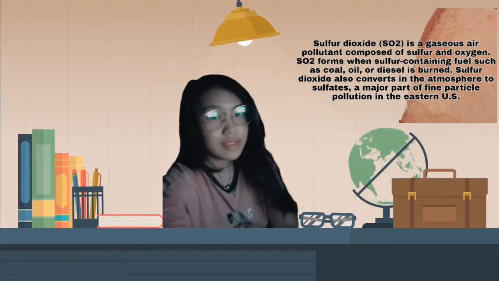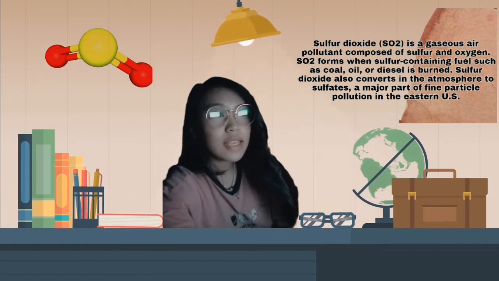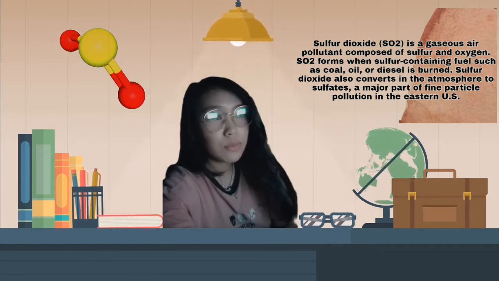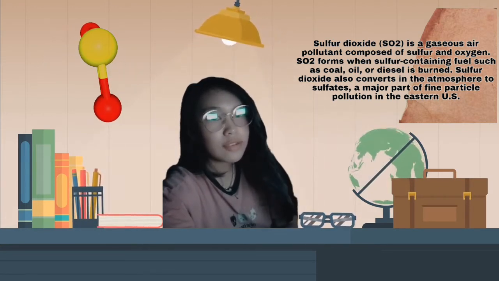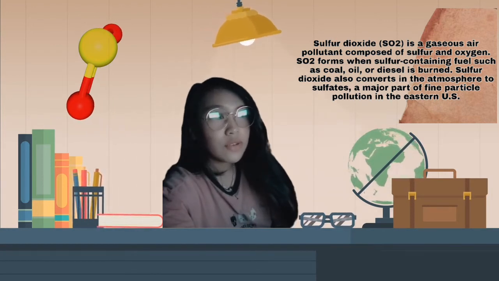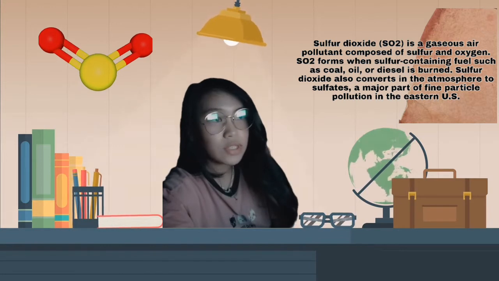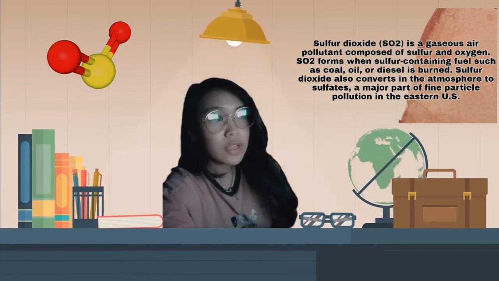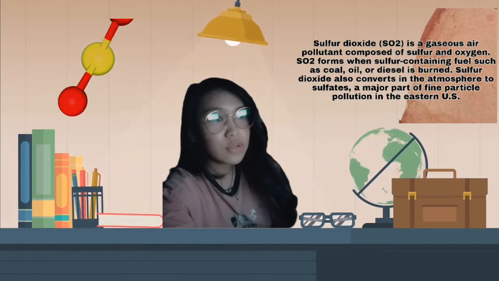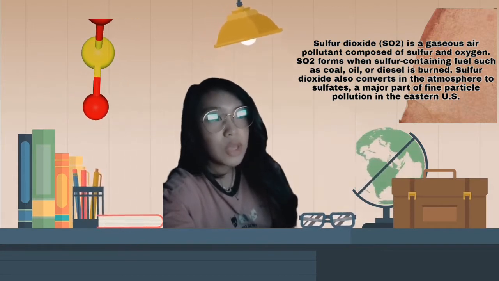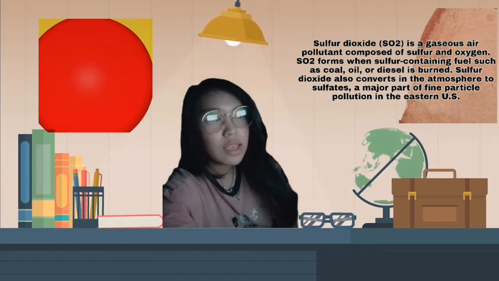So, what is sulfur dioxide? Let me introduce to you what sulfur dioxide is. Sulfur dioxide is a gaseous air pollutant composed of sulfur and oxygen. Sulfur dioxide forms when sulfur-containing fuels such as coal, oil, or diesel are burned. Sulfur dioxide also converts in the atmosphere to sulfates, a major part of fine particle pollution in the eastern US.